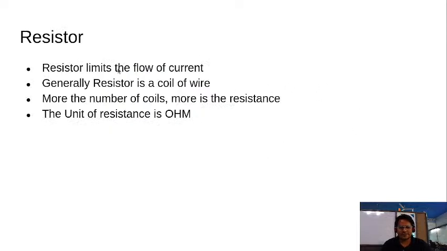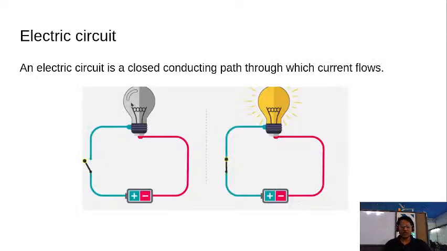Okay, a resistor limits the flow of current. Generally a resistor is a coil of wire. The more the number of coils, the more is the resistance. The unit of resistance is ohm. Now what is an electric circuit? An electric circuit is a closed conducting path through which current flows. So here you can see the current is coming, and here an open circuit is there. That's why the bulb is not glowing, and this is the closed circuit, and that's why the bulb is glowing.